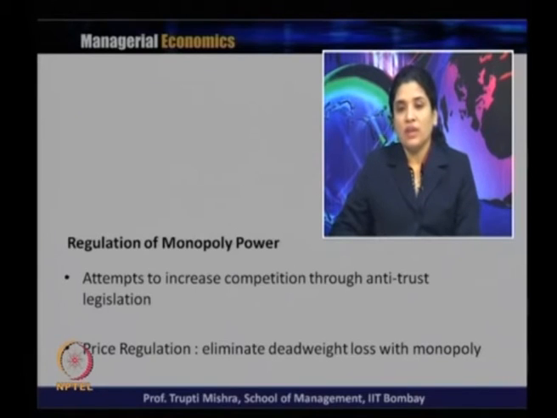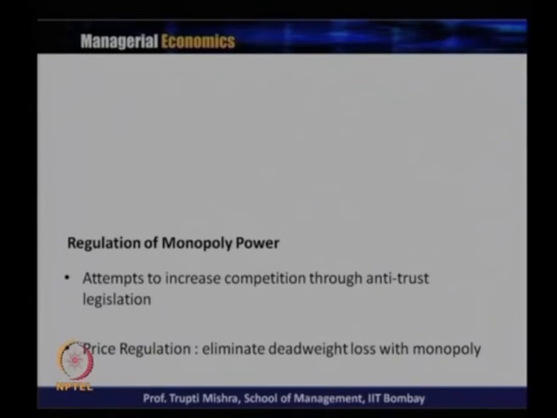Then we have price regulation, and in price regulation the focus is to eliminate the deadweight loss with the monopoly. Why does the deadweight loss take place? Because the monopoly charges a higher price, which reduces the demand from the consumer, and there is a difference between the efficient and the monopoly output, which leads to deadweight loss. So the role of price regulation is to set a price ceiling which eliminates the deadweight loss with the monopoly.